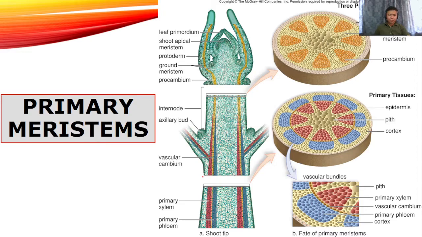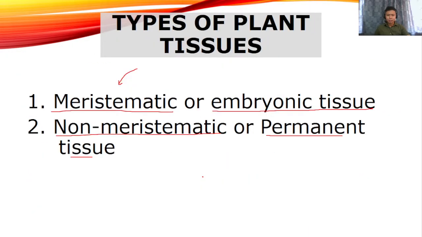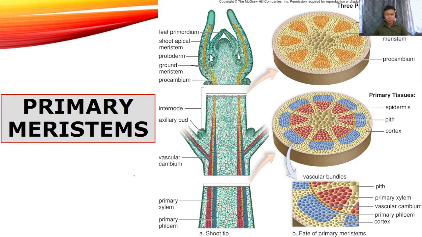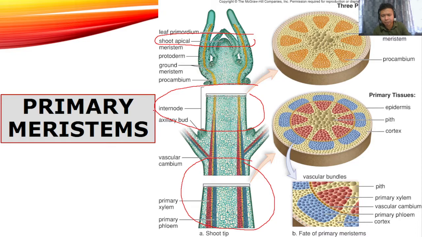So we have the meristematic tissues. Okay? So here we have the apical meristem. Next, we have the intercalary meristem. Okay? Happening in between nodes. Okay? Here is the intercalary meristem. Okay?